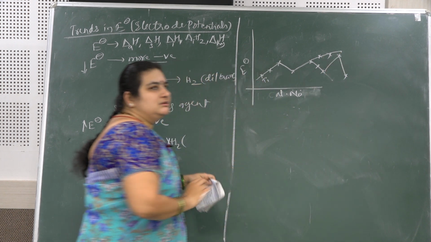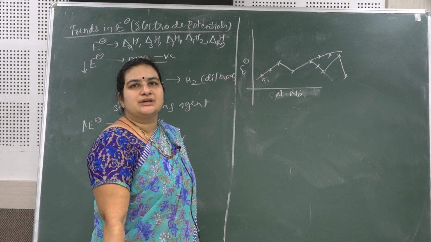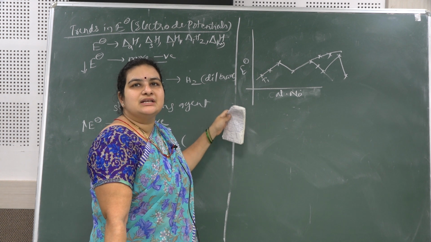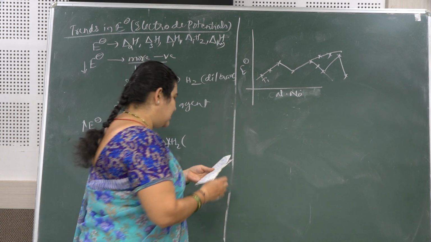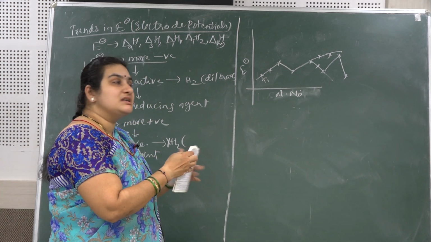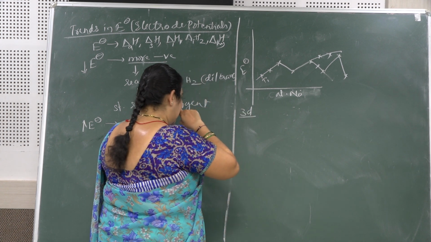In general, the variation in the electrode potential is not regular. It has just peaks and dips in the variation of electrode potential. Now let us discuss the 3d series, the first series, electrode potentials of the elements.